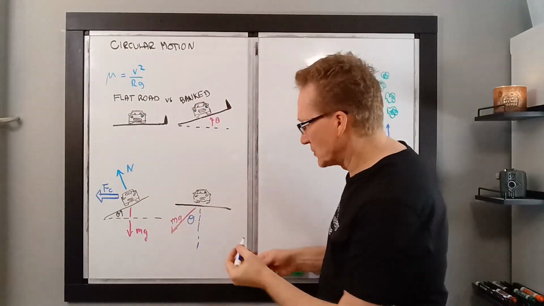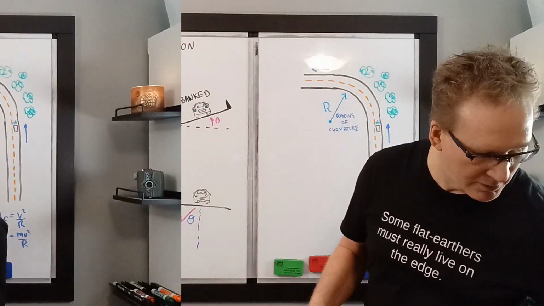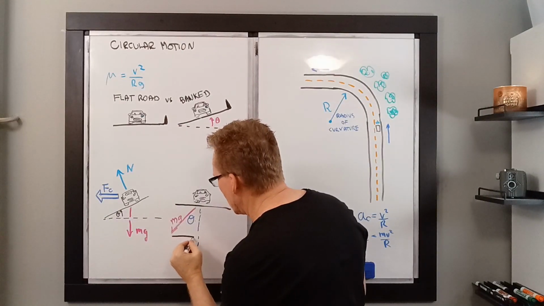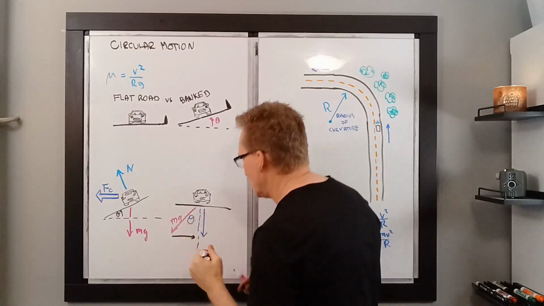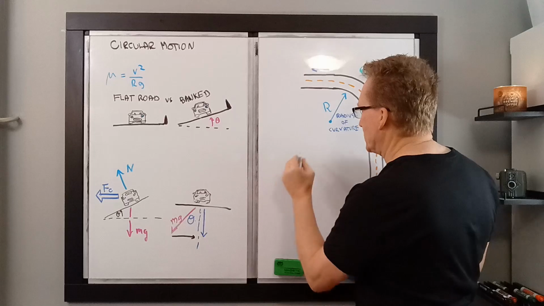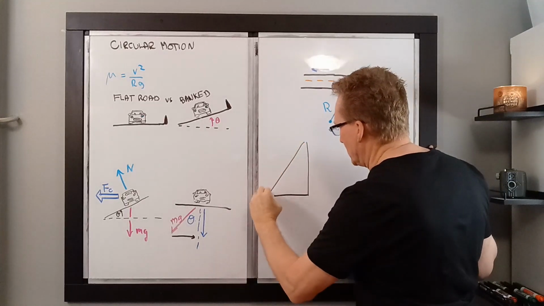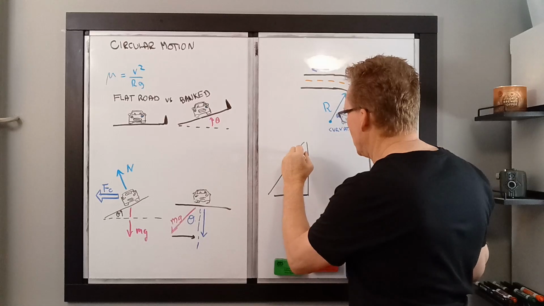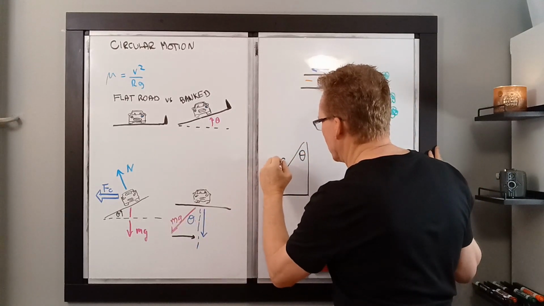So notice how there are going to be components to this. I'm going to try to break this up into components for you. One is going to be this component here, and one is going to be this component here. I'll draw this over here again so we can see it a little bigger. So here's a triangle like this, like there. And notice this angle theta up here. And we already have mg. mg is this one over here.